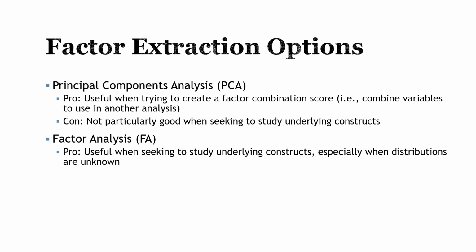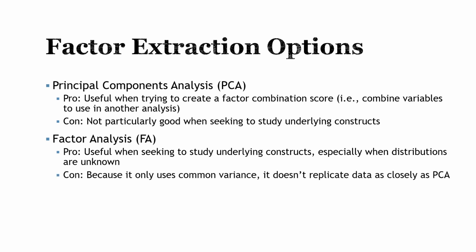The other thing that's interesting about this, and this will become more important in a second, is that factor analysis tends to be a little bit more useful when my distributions of variables are unknown. Now, because it only uses the common variance, it doesn't explain variance as well as, say, PCA. Because of that, when I'm just seeking to create those combination scores, again, maybe PCA is a better option.